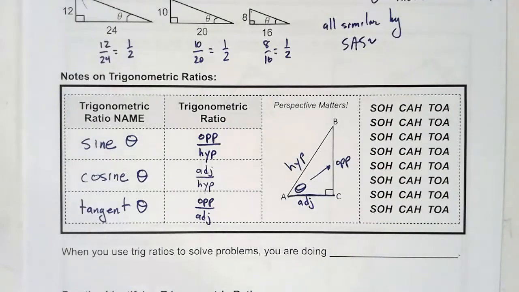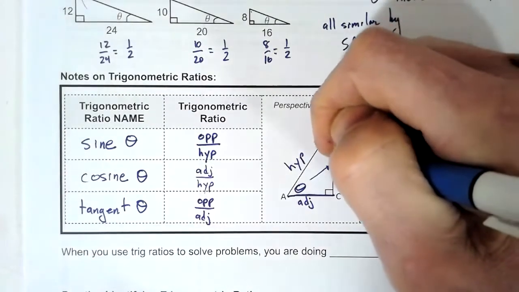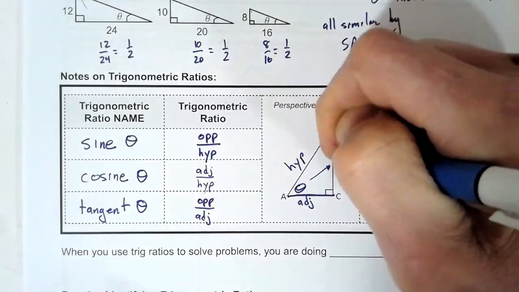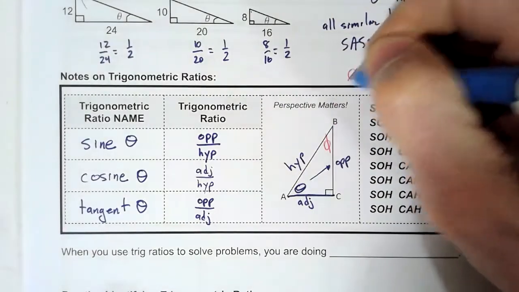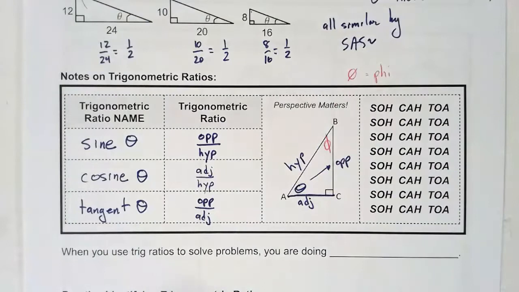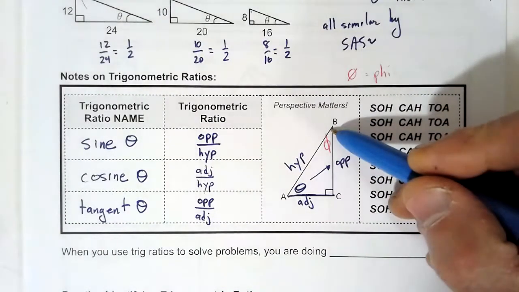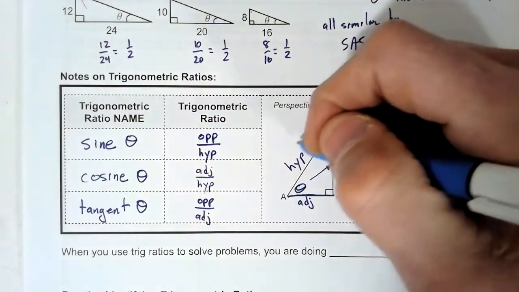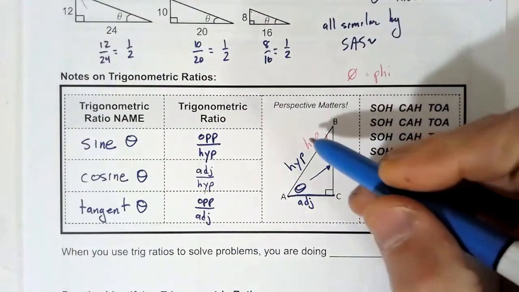Okay. Now, I'm going to use a different color, and I'm going to show you, let's say we have a different angle, this one up here. And I'm going to use this in red. And this one we're going to call phi, which is another Greek letter that can stand for an unknown angle. Now, if we're at phi and we're looking for the hypotenuse, well, that's not going to change because the hypotenuse is always across from the right angle. That's not going to change either.